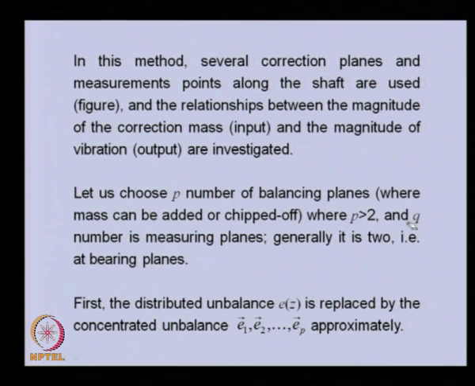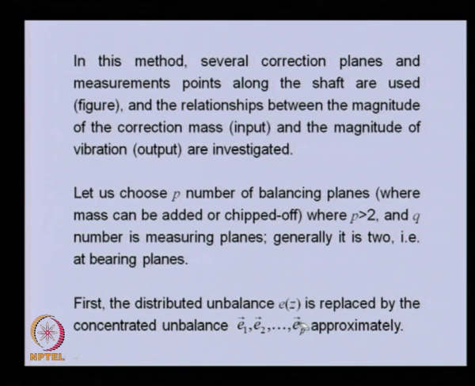But in general, if there is a multi support rotor system, then we can have more access to the vibration response. Now, let us assume that the rotor is having residual unbalance which is distributed along the shaft as e(z). So, a continuous rotor will have this kind of variation of the unbalance. Now, we are replacing this particular unbalance with an equivalent concentrated unbalance, that is p number of unbalances.